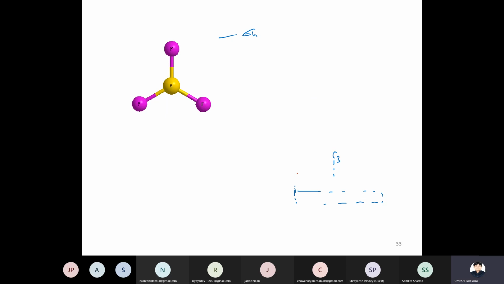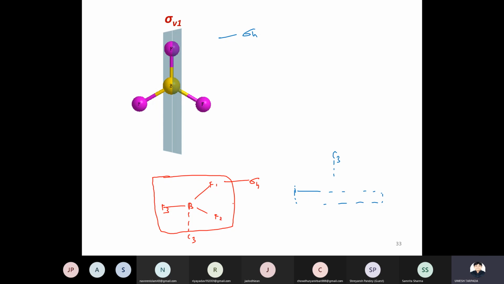Tell me, in BF3, see BF3 is planar. So where is sigma H? The principal axis is on your side. This example we have already taken. C3 is the principal axis, which is on your side. So where is sigma H? Where will it come? The plane of boron and F1, yes, that is the plane of the molecule, because the principal axis is perpendicular to the plane of the molecule. So this is your sigma H. Good.